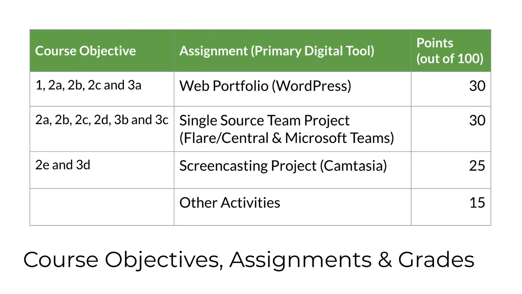This table lists the major assignment categories in the course, along with the learning objectives for the course that they support and the way in which each of them contribute to your course grade. You'll build a portfolio website that includes some blog posts as well as other content using WordPress. You'll collaborate with others in the course and then write modular content and publish it using single source principles with MadCat Flare and Central. You'll produce a quick start guide as a screencast with Camtasia, and you'll complete several additional activities that support those major project assignments. You'll find details about every assignment on Canvas, and that includes the criteria by which I judge your performance.